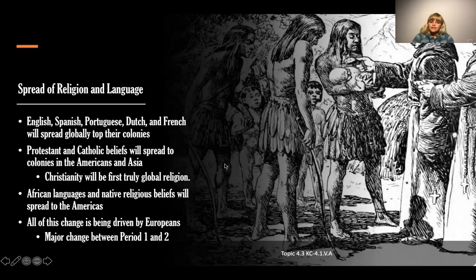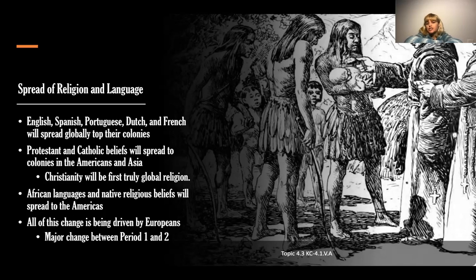The other thing that's going to spread, guys, is African languages. All right. African native religious beliefs are going to spread to the Americas. So during the transatlantic slave trade, African peoples will be captured and enslaved and brought to the New World. Okay. And they will spread their religions and cultures to the New World. And we'll talk more about that soon, but it's pretty important.